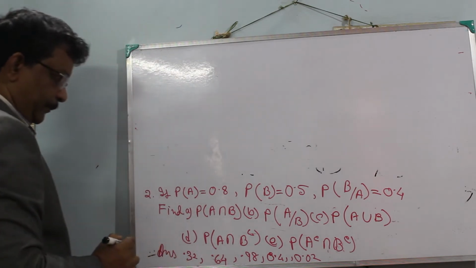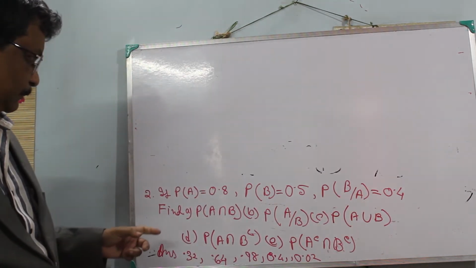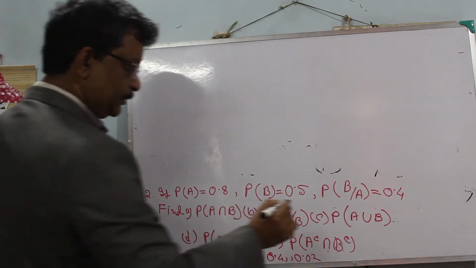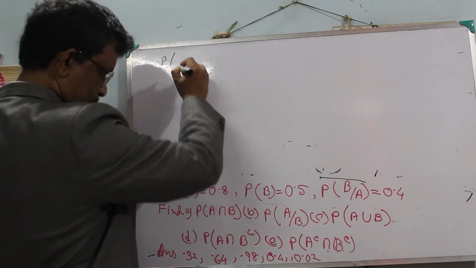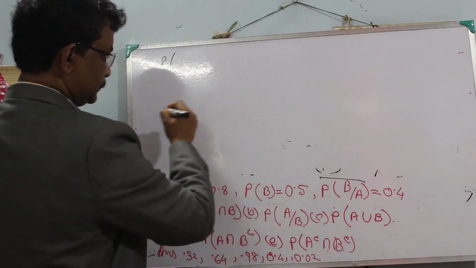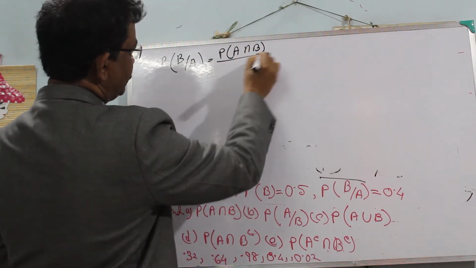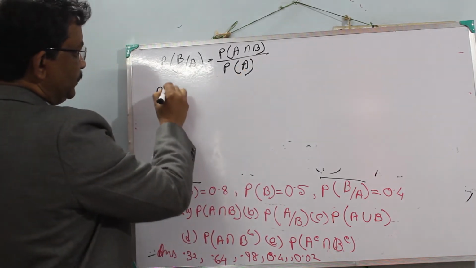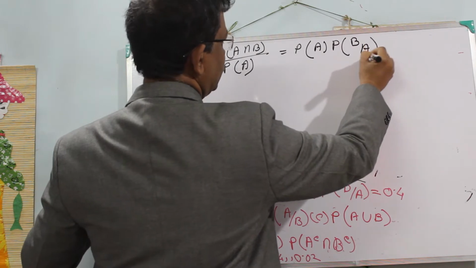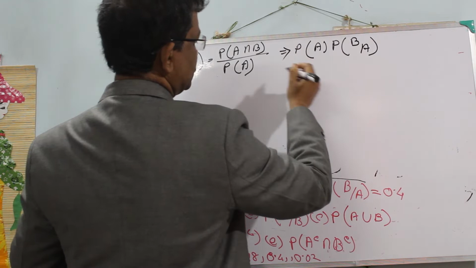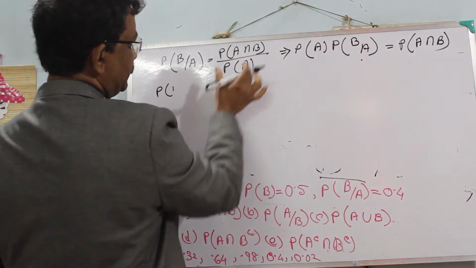Problem number B. If probability of A is 0.8, probability of B is this, and probability of B when A occurred 0.4, find probability of A intersection B. So clearly using this and this we will get A intersection B, because probability of B when A has occurred equal to probability of A intersection B divided by probability of A. So probability of A into probability of B given A equal to probability of A intersection B. So probability of A intersection B equal to this into this.